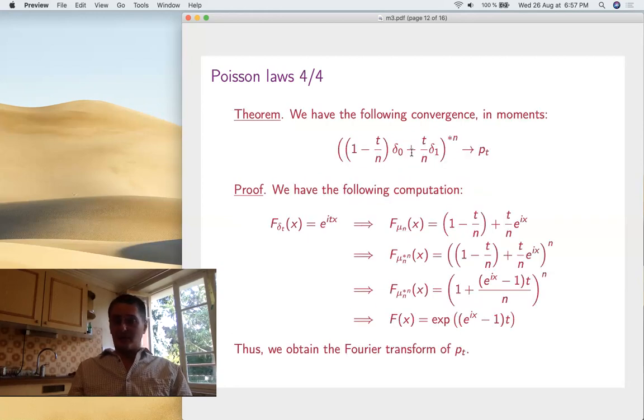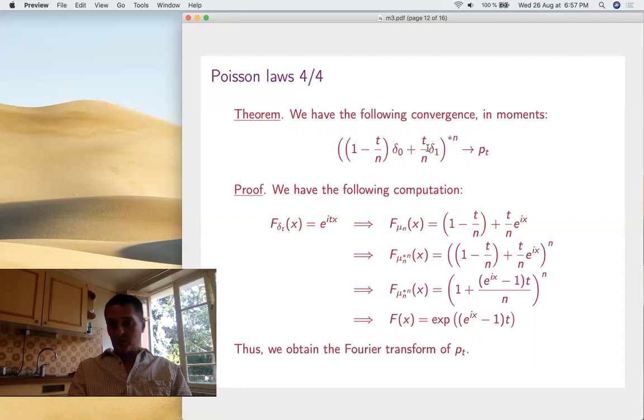But now let's get to the Poisson limit. If you take a Bernoulli thing like this, convolute with it n times, and n goes to infinity, it converges to the Poisson of parameter t. So how to prove this? Well, it's enough to take the Fourier transforms here and here. Here we already have it, that's the Fourier transform of Poisson of t. I have to compute the Fourier transform of this, and n goes to infinity, to get the Fourier transform of this.